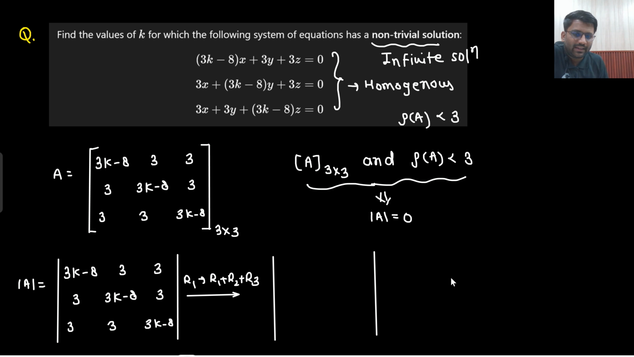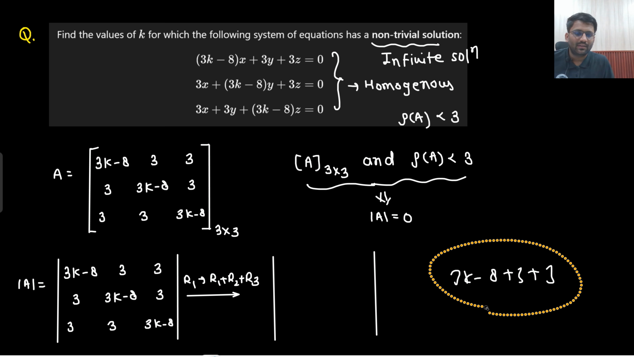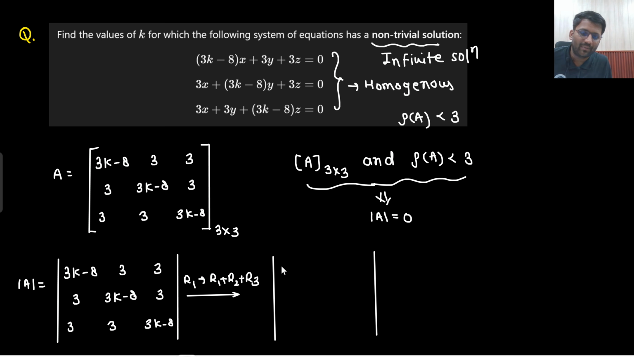What will happen is that 3k minus 8 plus 3 I will get. So 3k plus 1 I will get. Then again 3k minus 8 plus 3 plus 3, 3k plus 1 I will get. Then 3 plus 3 plus 3k minus 8, 3k plus 1 I will get. And then I will be able to take it common. Right? So I will be able to solve it in a quicker manner.